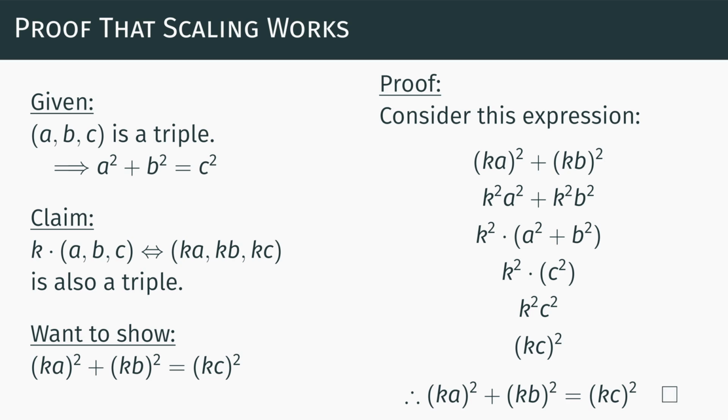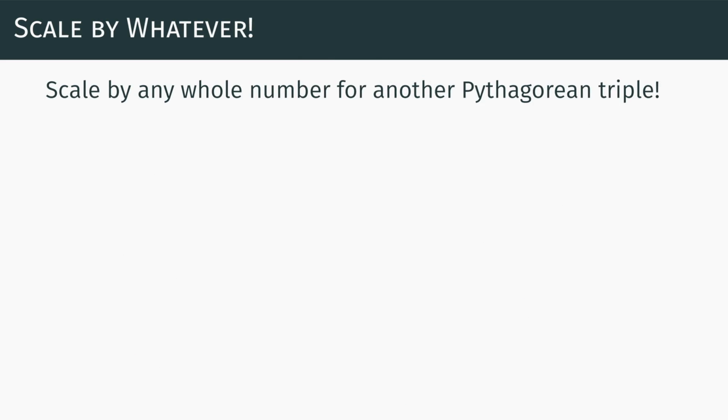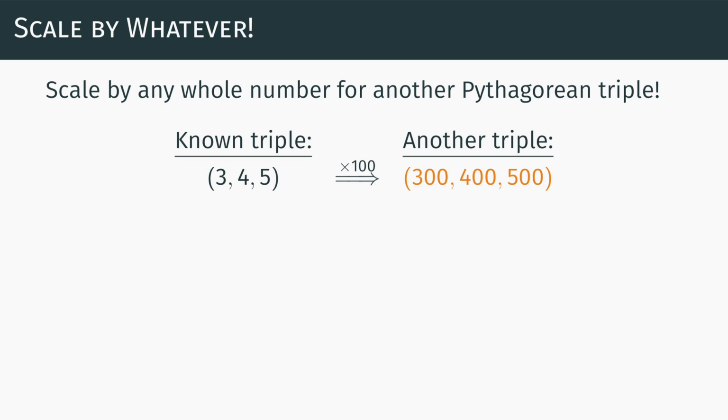Therefore, we've proven that if we've got some triple ABC, it must be the case that the scaled multiple triple Ka, Kb, Kc is also going to be a Pythagorean triple. Awesome. All right, so at this point we see that you can scale by any whole number for another Pythagorean triple, right? If you have some known triple like 3, 4, 5, then you could scale by any number you choose. Say you multiply by 100 on all of them, then you now know that there's another triple 300, 400, 500. But you don't even have to stick with only whole numbers.